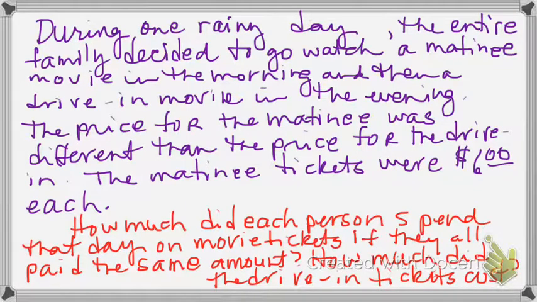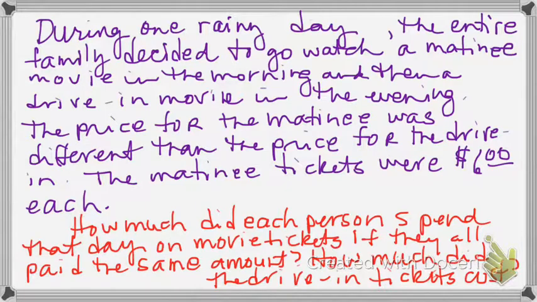Okay, so here we go. I'm going to read it for you here. During one rainy day, the entire family decided to go watch a matinee movie in the morning and then a drive-in movie in the evening. The price for the matinee was different than the price for the drive-in. The matinee tickets were $6 each. How much did each person spend that day on movie tickets if they all paid the same amount? And another question, how much did the drive-in tickets cost?